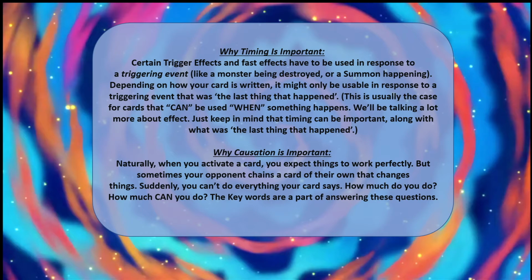So why are these key parts even important to understand? Well, naturally, when you activate a card, you expect things to work perfectly, but sometimes your opponent chains a card of their own that changes things, and suddenly you can't do anything your card says. So, like, how much can you even do? And what are the key parts that make it easy to understand what I can still activate and what I can't activate anymore?